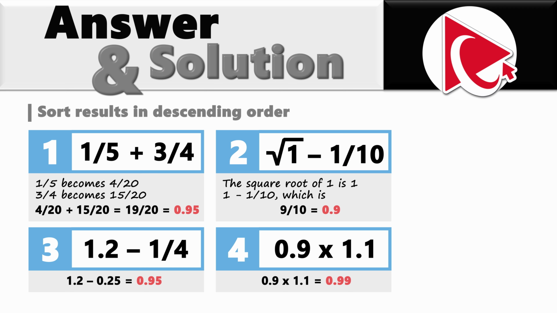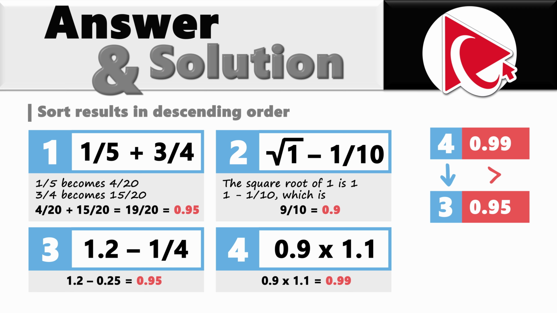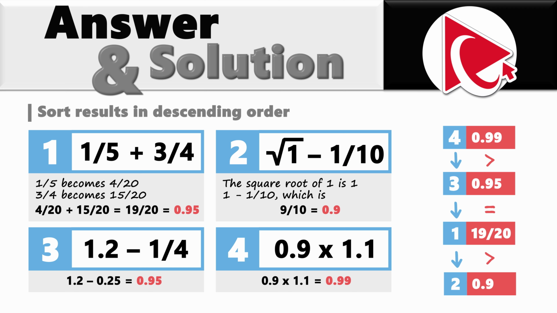Now it's time to do the sorting. Our highest value is 0.99, which is the fourth expression. Then we have 2 expressions with the same value. The result of expression 3, 0.95, equals the result of expression 1, which is 19/20. And our smallest value on the list is the result of expression 2, which is 0.9.